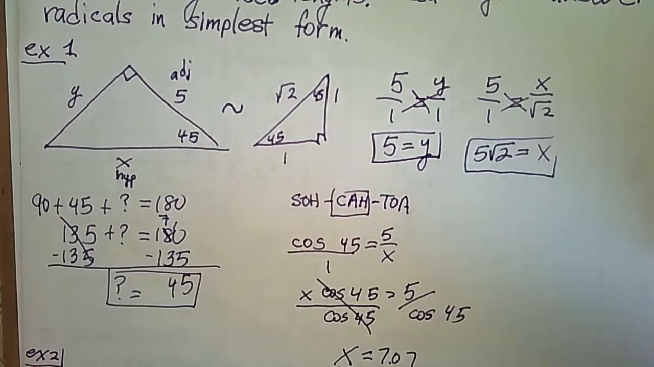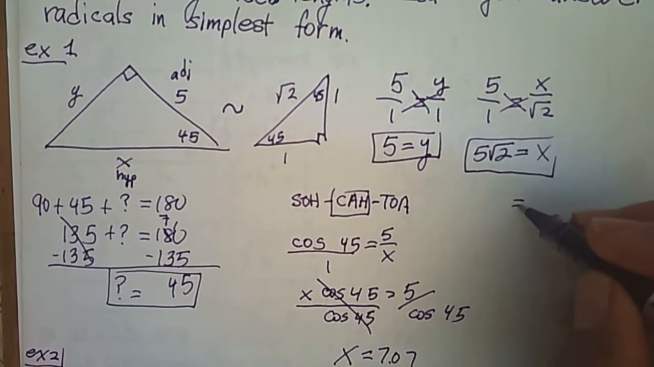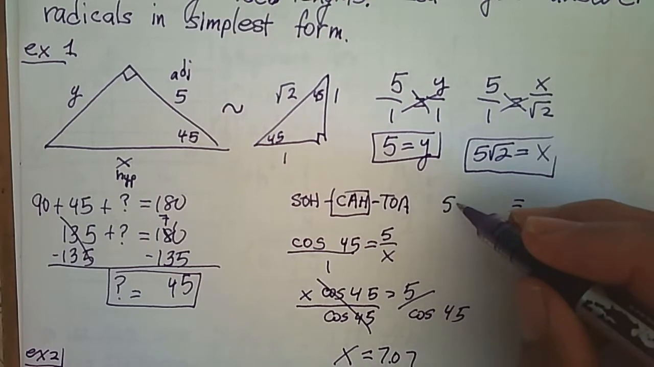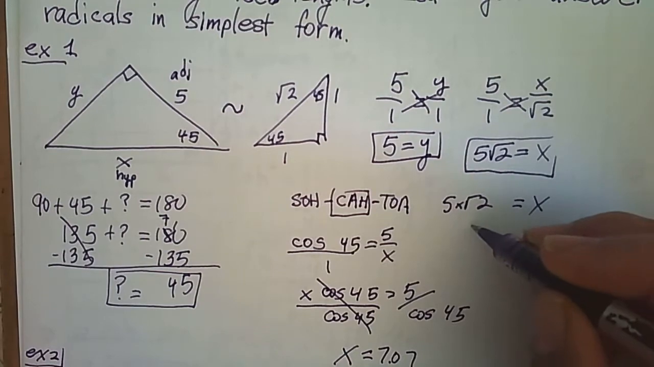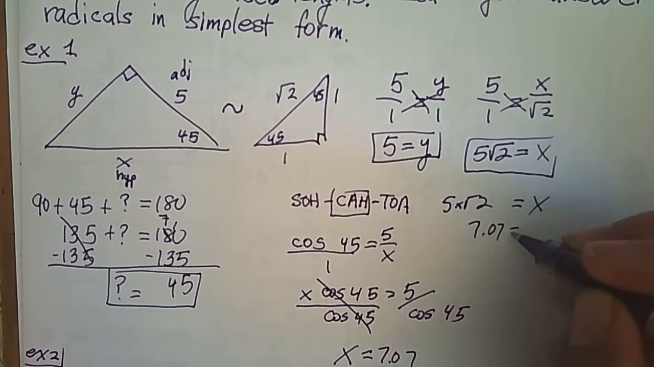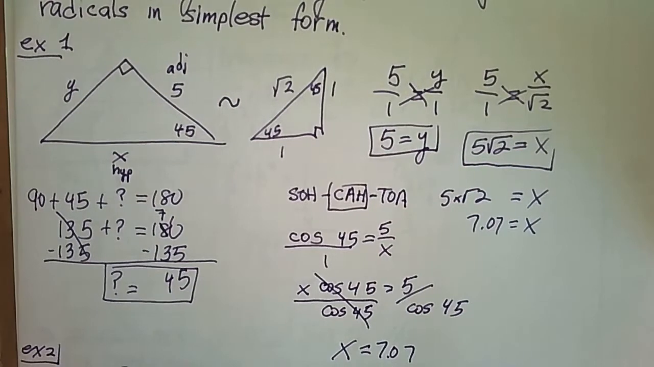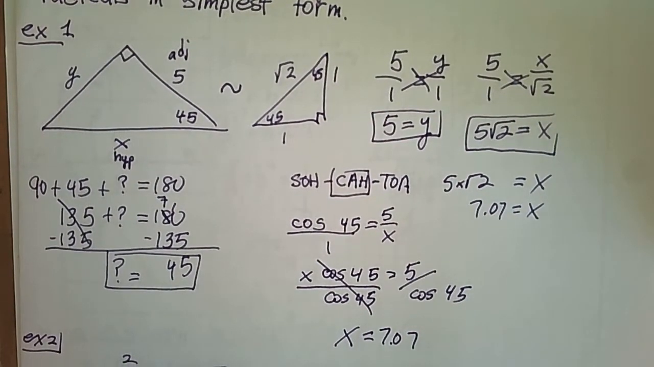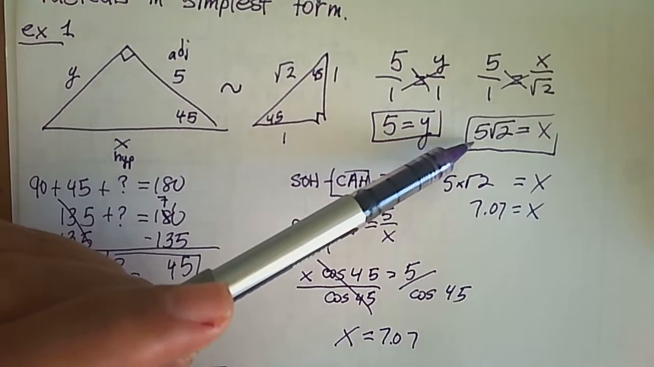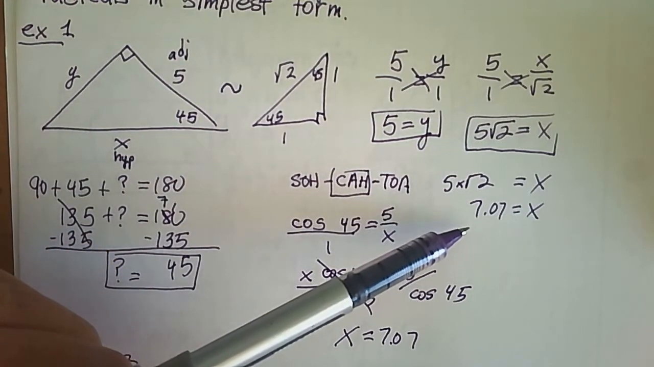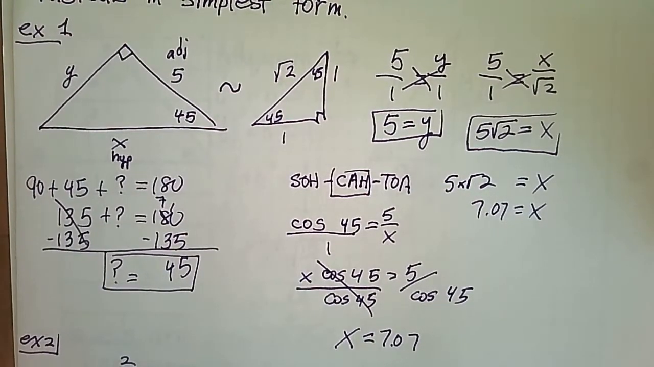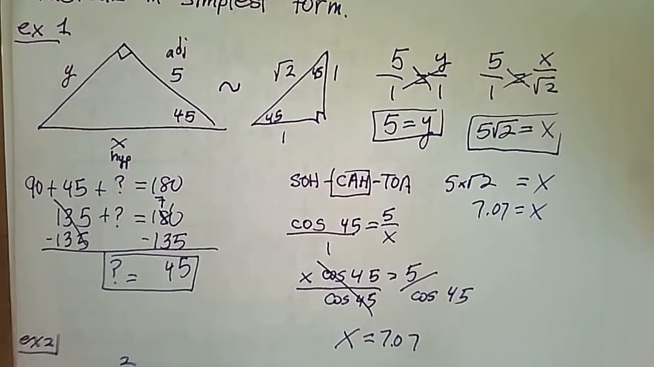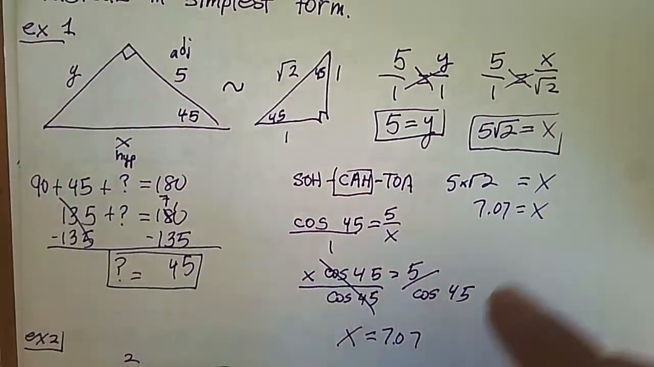If you get your calculator and do 5 multiplied by radical 2, you're going to get 7.07 equal to x. Remember, they told us to leave the answer in radical. So if you put the answer in decimal, that's a big hint to your teacher that you're probably using sine, cosine, tangent, using a calculator instead of doing it from similar triangles. But remember, no matter what method you use, the answer will be the same.